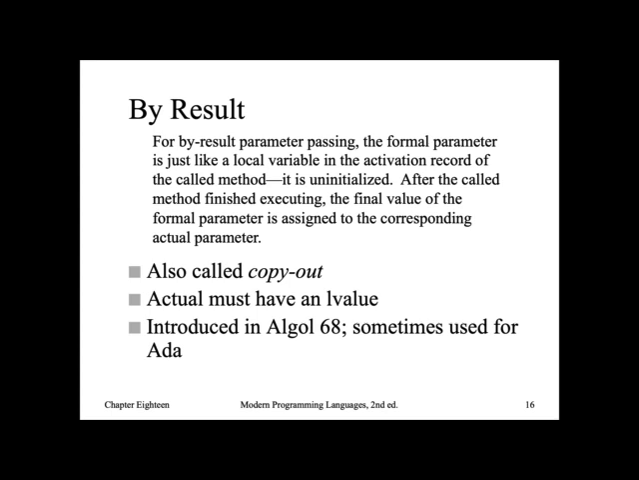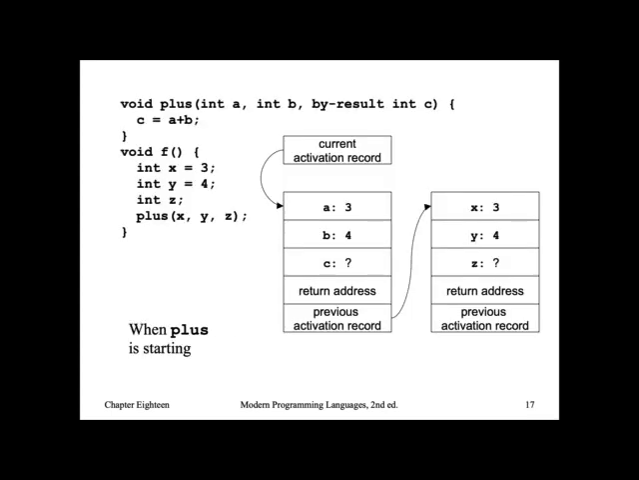Now, the other thing that's interesting, and it's this second point right here, the actual parameter must have an L value. So the L value is something that can live on the left side of an assignment statement. That's what an L value is. So, let's go to the code example, because what we're going to see is this by result up here.